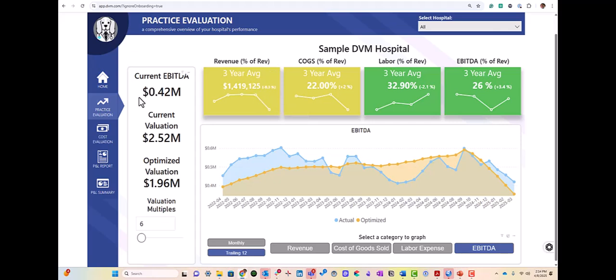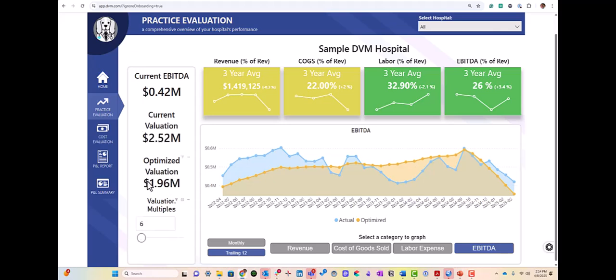On this side of the page, what we're looking at is the current EBITDA is about $400,000, which gives you a valuation of your hospital, or how much your hospital is worth, at about $2.5 million at a 6 multiple. You can switch the multiple down here, and you can see what it does to your valuation. But really, the biggest change that you can make in your valuation is getting your EBITDA up. And so the more you can do that by controlling your COGS or your labor, it's really going to add a lot of value to your hospital.